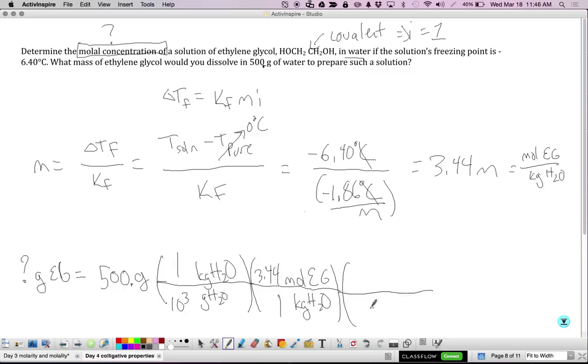Okay, and since I asked for a mass, I need to take my moles of ethylene glycol to grams ethylene glycol. I'm going to get this number off of the Lentech website, and that's 107 grams ethylene glycol. It's got 3 significant figures. Done.